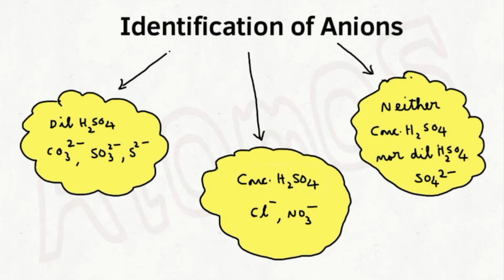This is Raji. In the previous video, we were learning about the identification of anions: how to detect the presence of carbonate, sulfide and chloride ions. So if you haven't watched it, you can just go through that. I'll share the link of that video also.